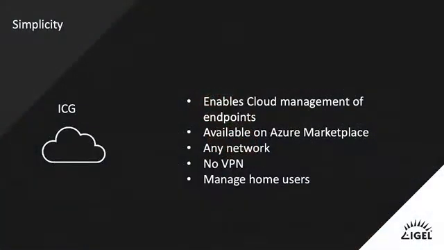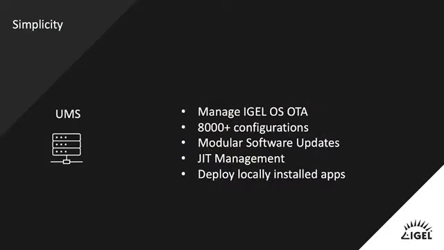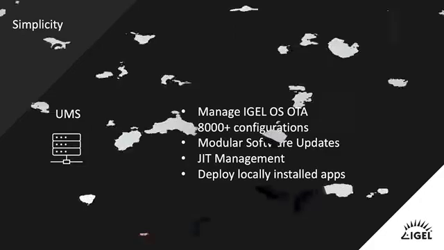You also have the simplicity of managing using the Agile Cloud Gateway and the Universal Management Suite. You can push down policies in real time to that endpoint device. You can get a device inventory, an asset inventory. You can tell exactly what's happening on that device.